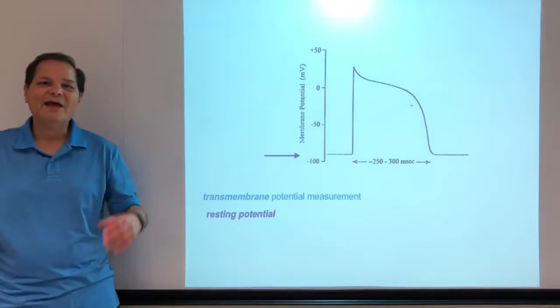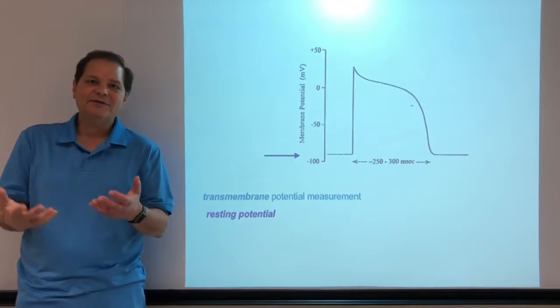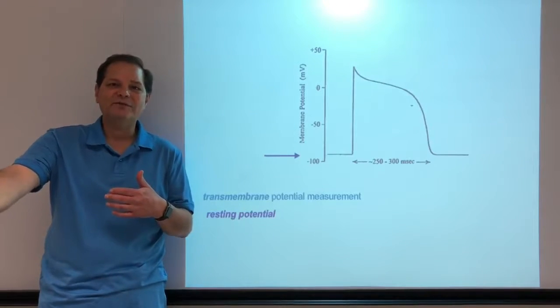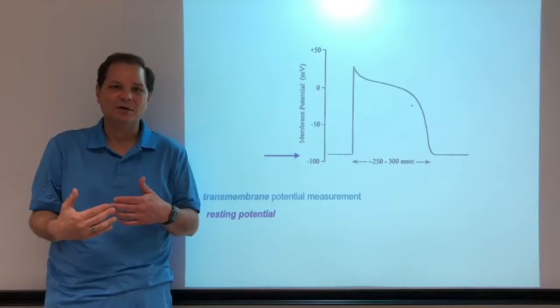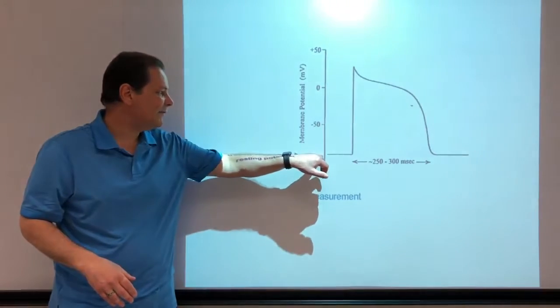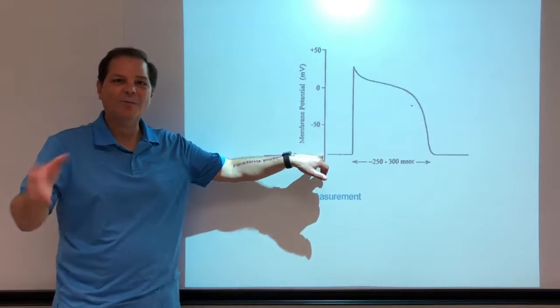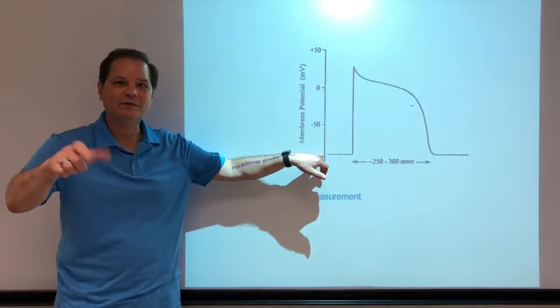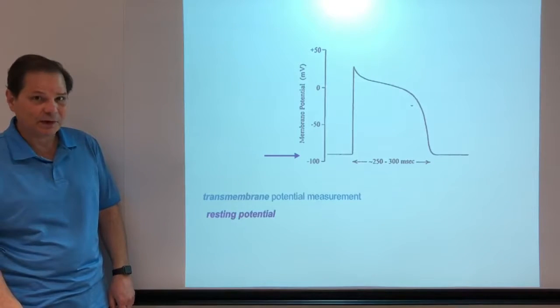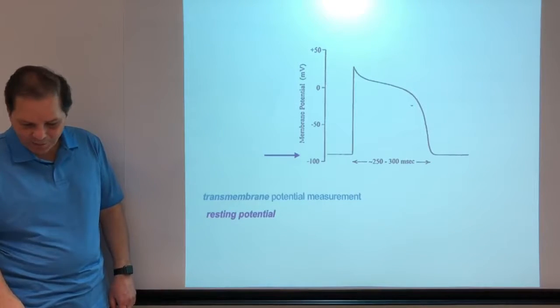That means that the inside of the cell is negative relative to the outside of the cell. The outside has more positive charge, the inside has more negative charge, okay? It is such that the membrane voltage, we put a number on how much imbalance there is between the two. The membrane voltage is such that it's minus 90, which is pretty low, okay?